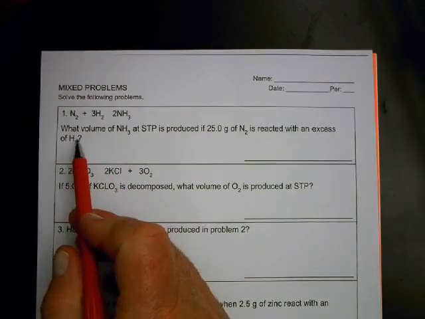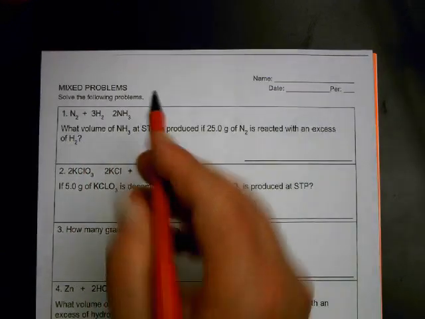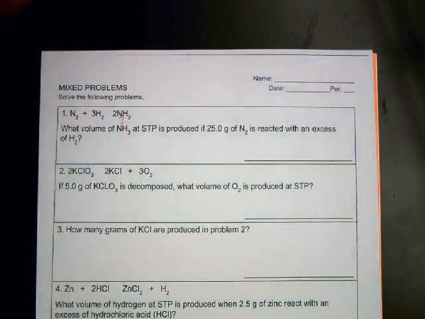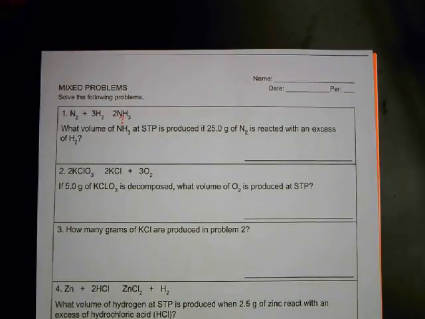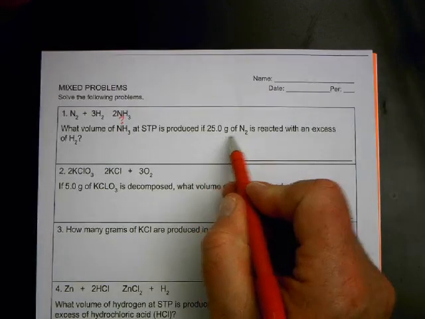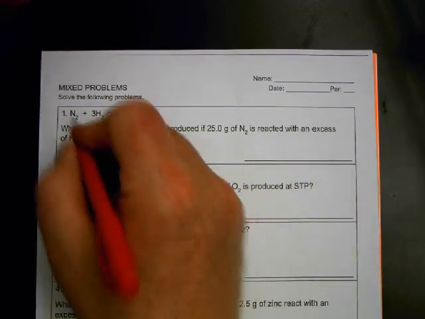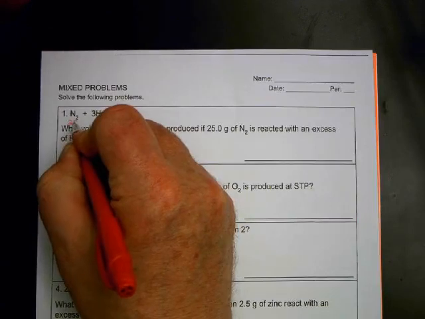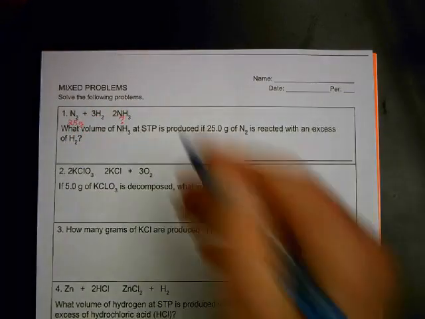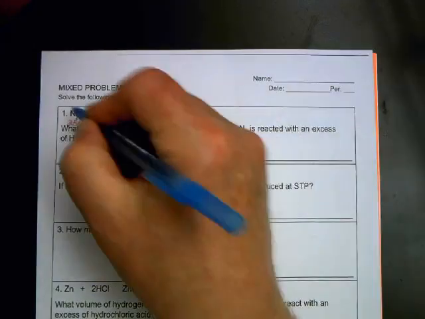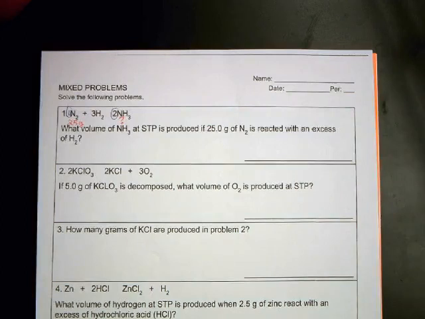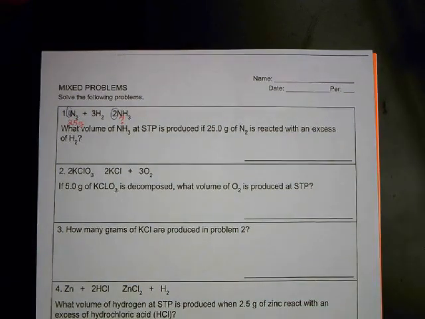So, right off the bat, it says what volume of NH3? So I'm going to put a little question mark right there under the NH3. And then it says 25 grams of N2, the nitrogen. So I'm going to put 25 grams right there. In the process, I have just identified what the mole ratio is going to be, my step 2.